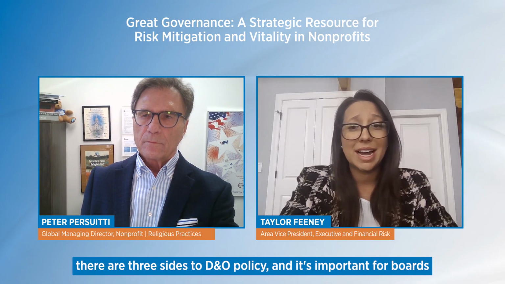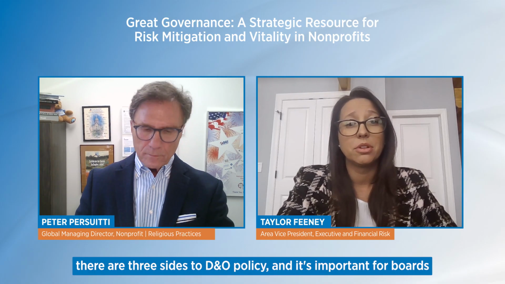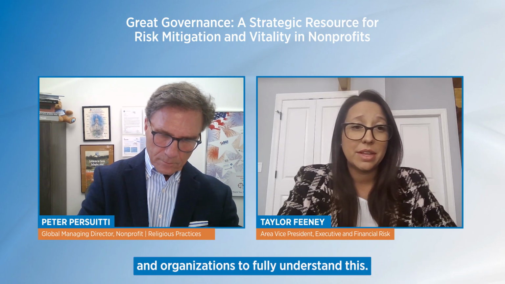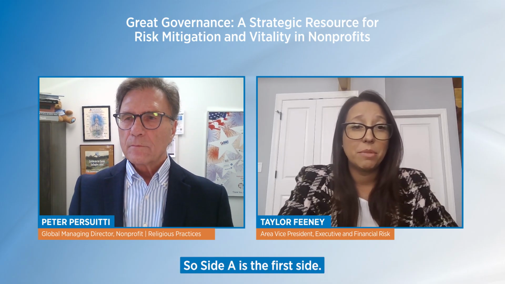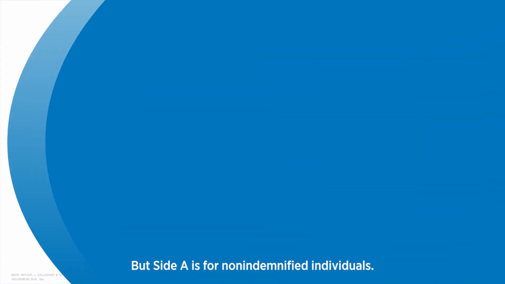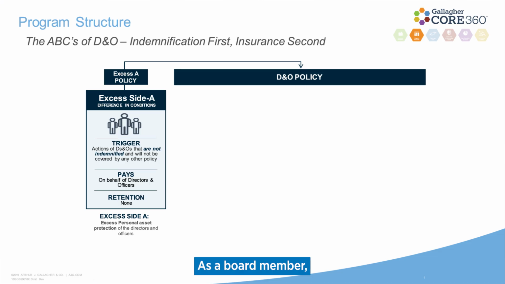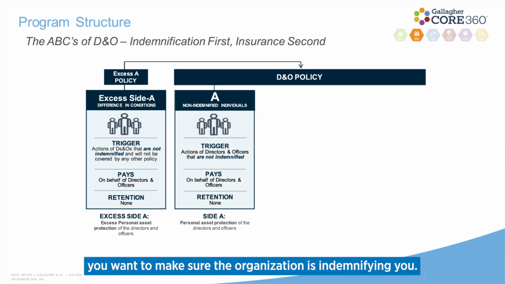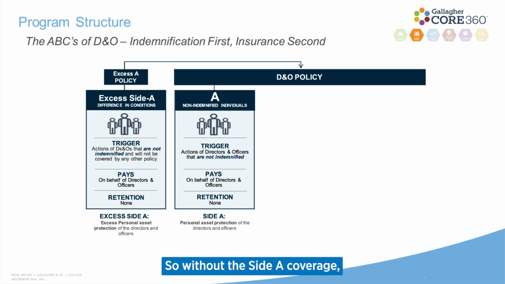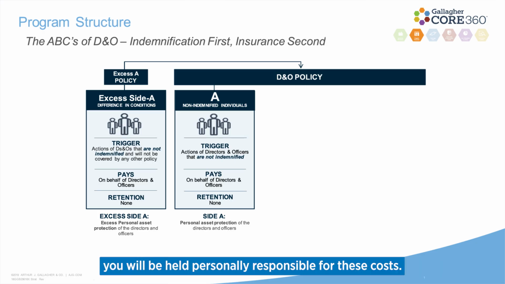And so there are three sides to a D&O policy, and it's important for boards and organizations to fully understand this. So side A is the first side. There's side A, side B, and side C. But side A is for non-indemnified individuals. As a board member, you want to make sure the organization is indemnifying you. And if there are no funds left to indemnify, or legally they are unable to indemnify, then the Side A policy would respond. So without the Side A coverage, you will be held personally responsible for these costs. This is really personal protection for you as an individual.